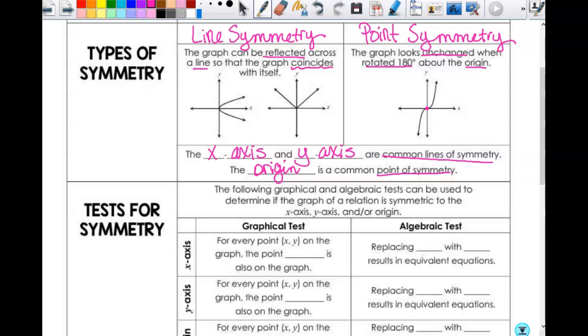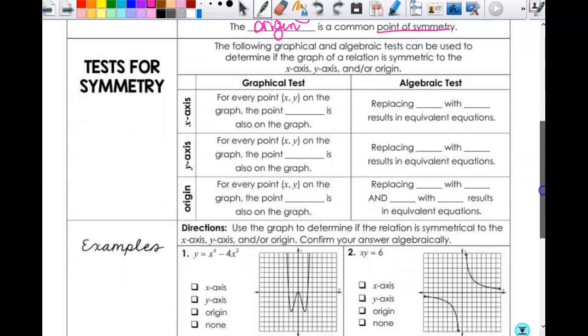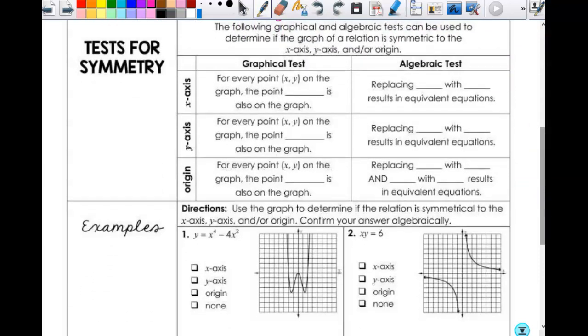So let's look at graphical tests and algebraic tests. So yes, you can just kind of look at a graph sometimes, but we've got to look at the algebraic part of it as well. So the following graphical and algebraic tests can be used to determine if the graph of a relation is symmetric to the x-axis, y-axis, and/or origin. So if we want to think about it x-axis wise. Now again, as far as these ordered pairs are concerned and what sign changes, all that starts in 8th grade math. You look at reflections algebraically there.